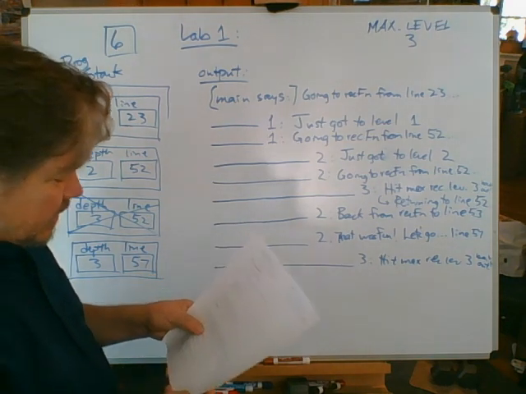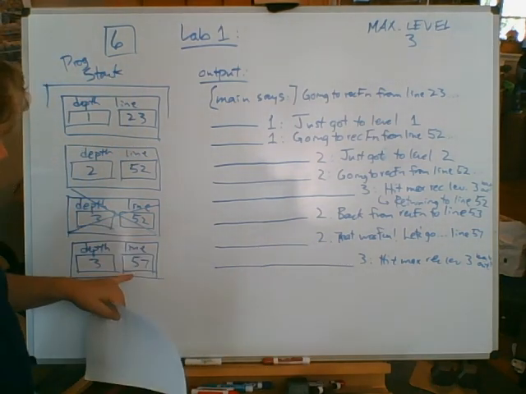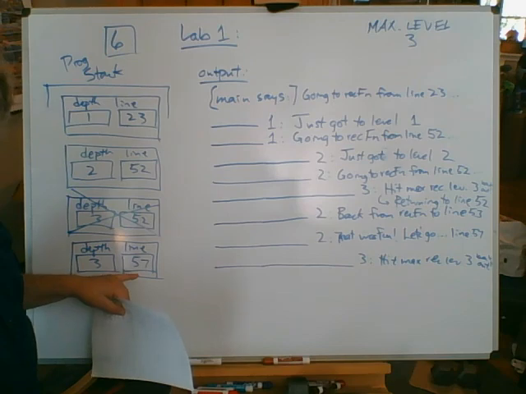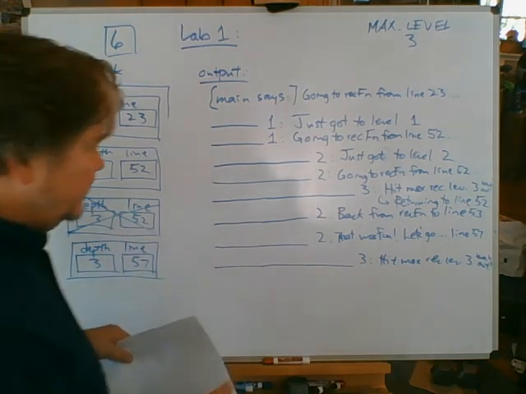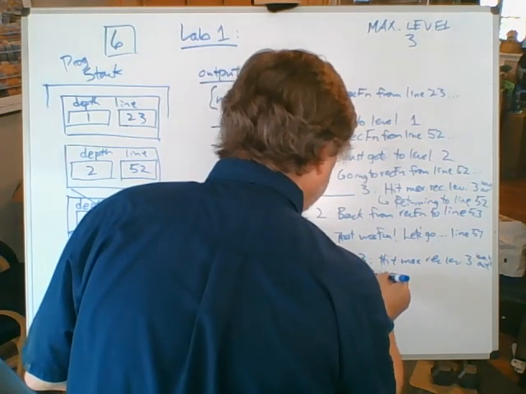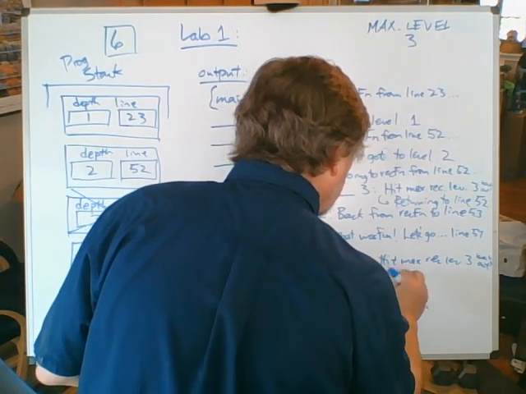I'm just going to have to say it. Returning to line 57. So here we go. Here's the first time that we're going back to a different line than we came from before. So it's returning to line 57. I'm going to have to put that up here. This is much messier than I had envisioned, but I hope you can still follow it.